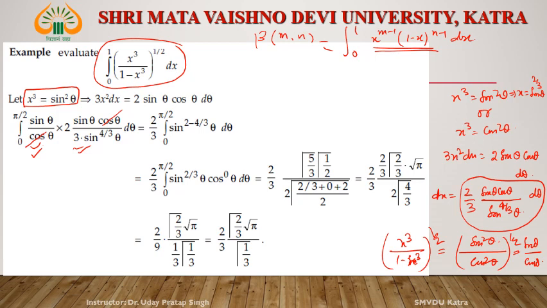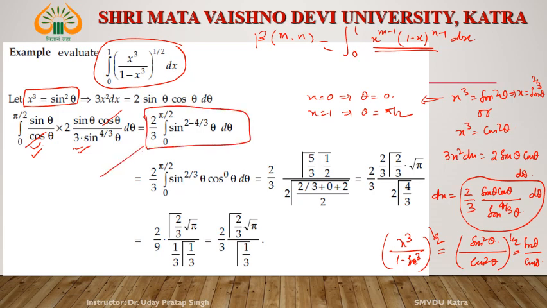This is 2 by 3 integral 0 to pi by 2. See the limit: if x equals 0, then theta equals 0. If x equals 1, then theta is equal to pi by 2. So the integral is 0 to pi by 2 of sine to the power 2 minus 4 by 3 theta d theta. This integral is compared with this one: 2 times integral 0 to pi by 2 of sine to the power 2m minus 1 theta cos to the power 2n minus 1 theta d theta.